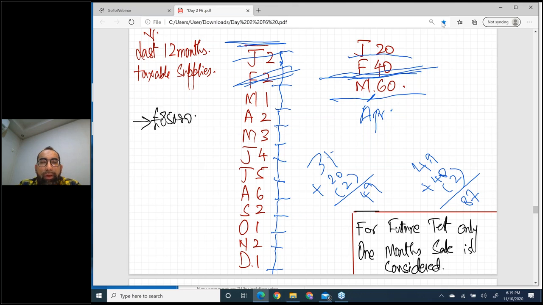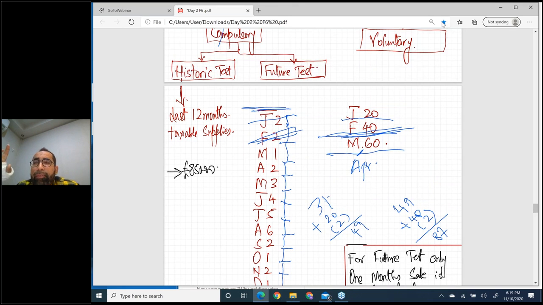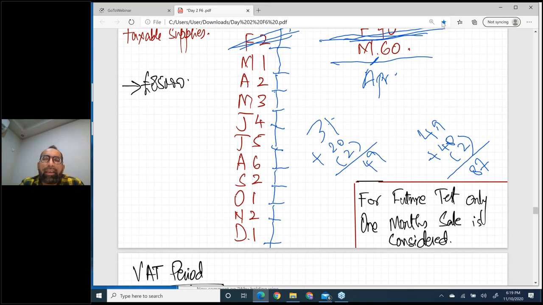Now there is one more test which we call the future test. The future test is only for 1 month, not for 12 months. If in any 1 month your taxable supplies crossed 85,000, then before the end of that month you have to apply for registration, and the tax department will make you an active registered guy from the beginning of that same month. This is what we call the future test. So there are two compulsory tests: one is the historic test and the second is the future test.